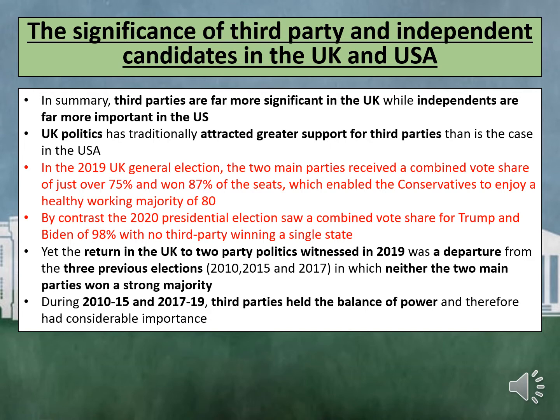Yet the return in the UK to two-party politics witnessed in 2019 was a departure from the three previous elections, 2010, 2015 and 2017, in which neither of the two main parties won a strong majority. During 2010 to 2015 and 2017 to 2019, third parties held the balance of power and therefore had considerable importance.